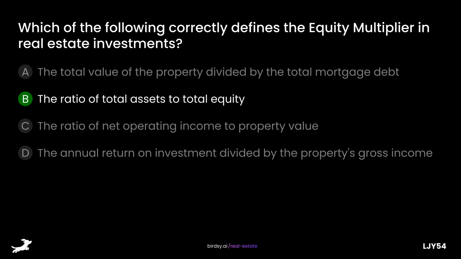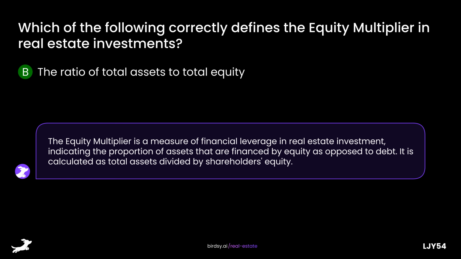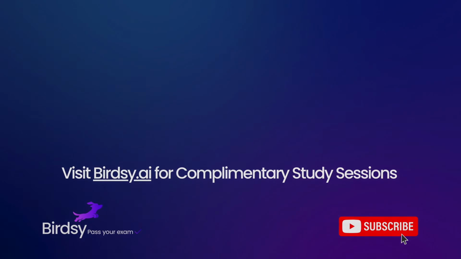The answer is B, the ratio of total assets to total equity. The equity multiplier is a measure of financial leverage in real estate investment, indicating the proportion of assets that are financed by equity as opposed to debt. It is calculated as total assets divided by shareholders' equity.